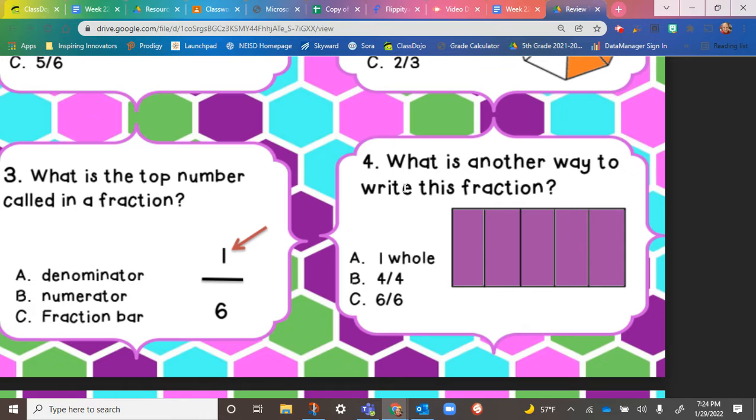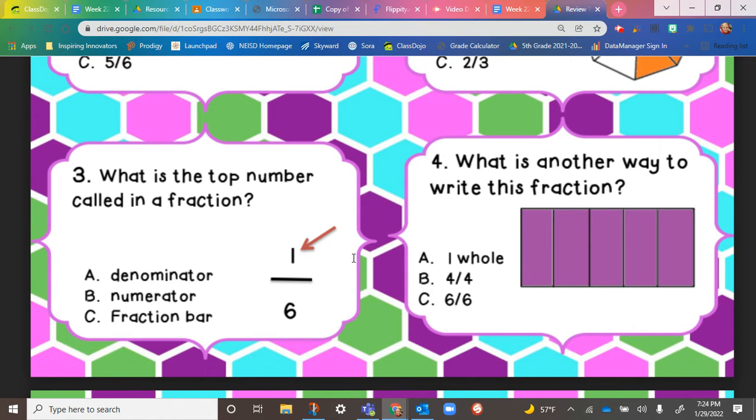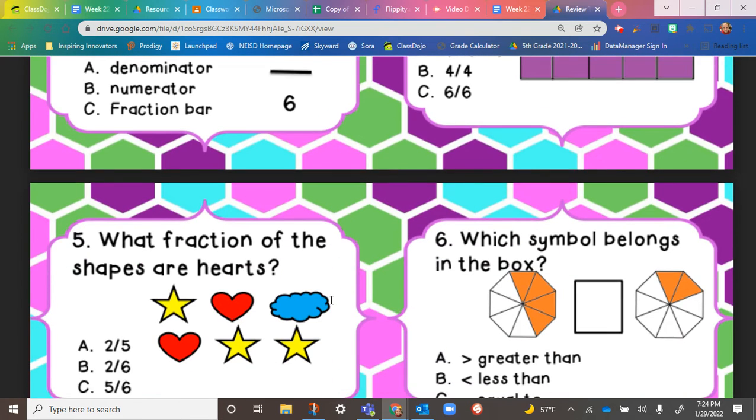Number 4, what is another way to write this fraction? I see that everything is shaded in, so that would be 1 whole. 1 whole is also the same as 5 over 5. So even though these are 1 whole also, there's not 4 pieces and there's not 6 pieces. So since this has 5, the only answer would be A.